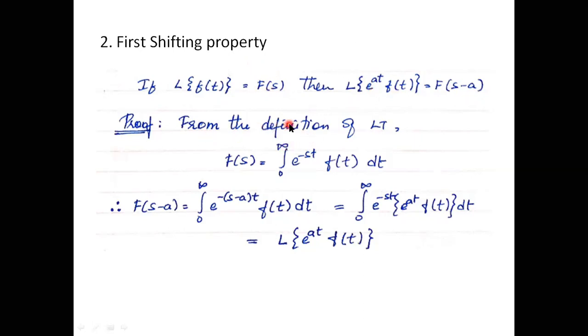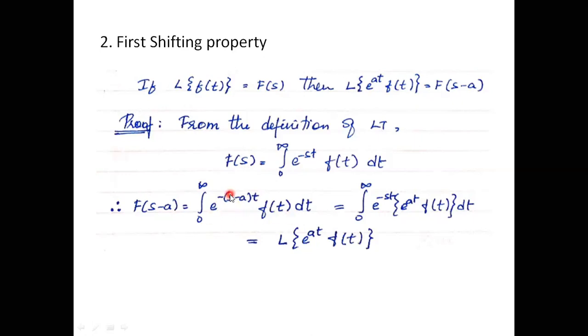So from the definition of Laplace transform, we have F of s is equal to integral 0 to infinity e power minus st f of t dt. So what is F of s minus a? F of s minus a is equal to, see, in place of s I am having s minus a. So here also in place of s I will be having s minus a. And the remaining thing will be unaltered.